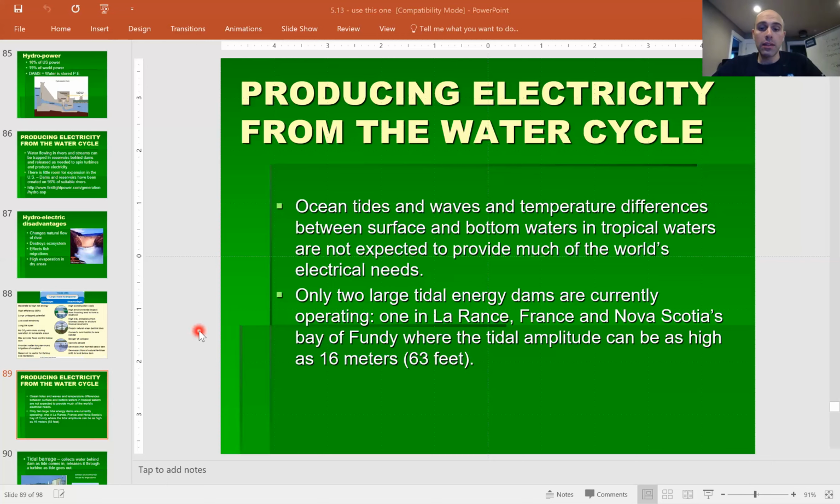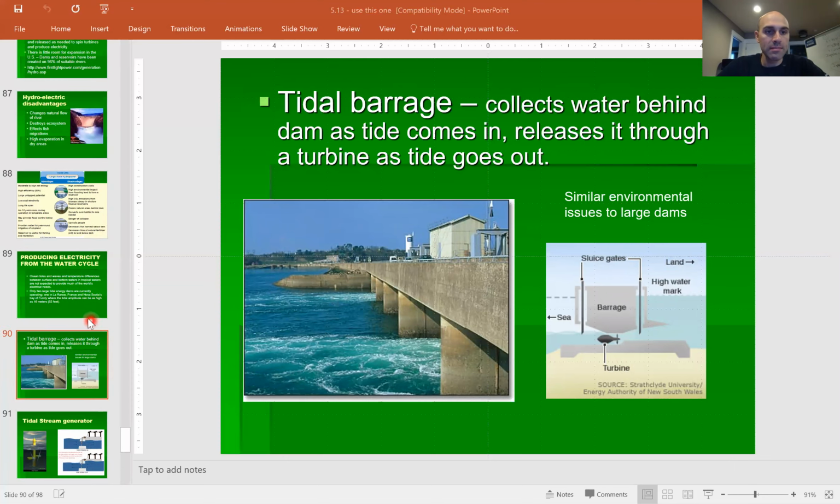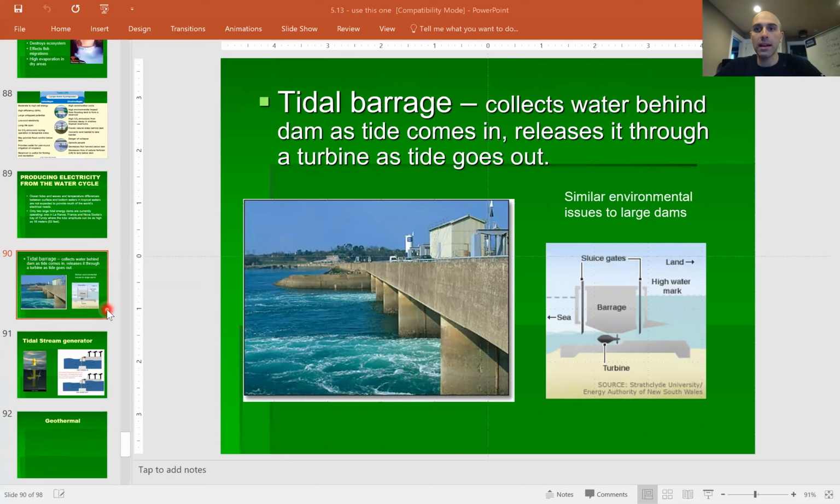Well, the ocean tidal electricity would be more along the lines of a horizontal axis turbine. Let's keep moving on. We are almost there, guys. Here again, we see the tidal areas. Tidal barrage collects water behind the dam as the tide comes in. It releases it as the tide goes out through a turbine. That turbine spins a generator, and that creates our electricity. All right, same idea, guys. We're just moving this giant mass of water through turbines.